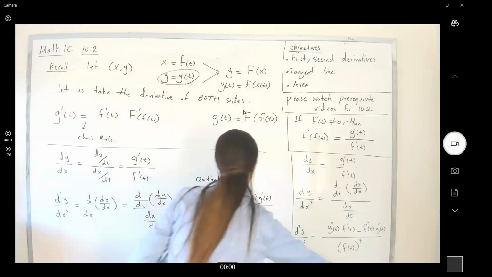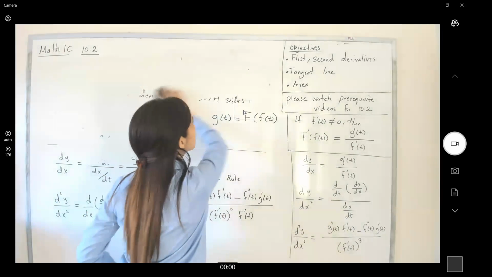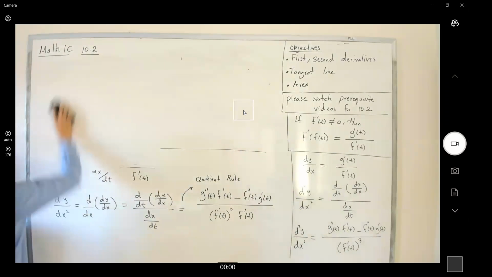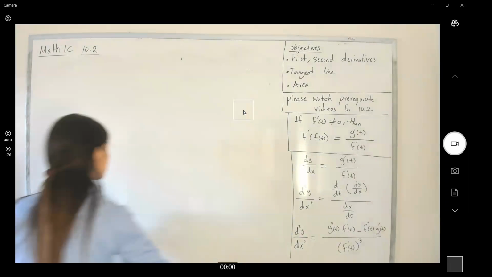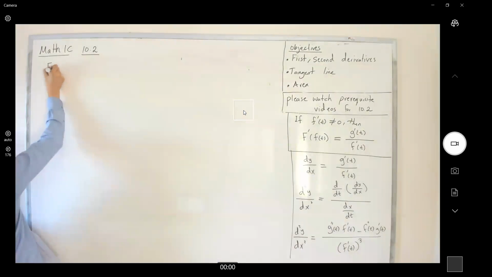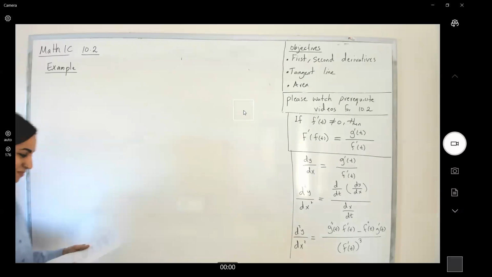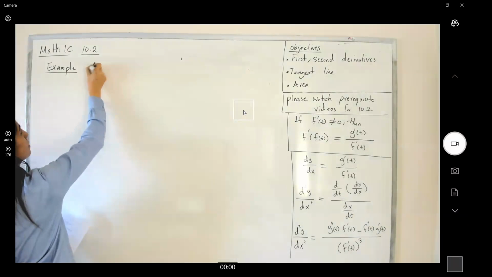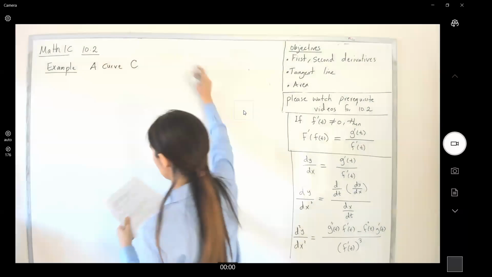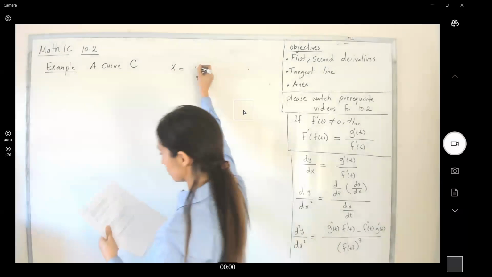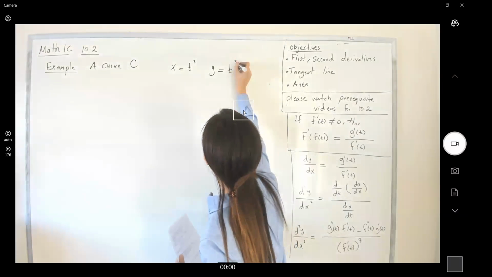So let us go over one example to feel more comfortable how to use these. Example. We are on page 2. So suppose you have a curve C, which is defined parametrically using x equals t squared and y, which is defined as t cubed minus 3t.